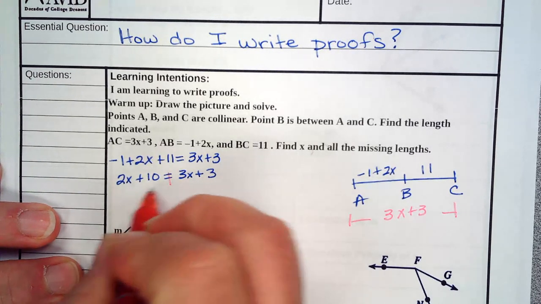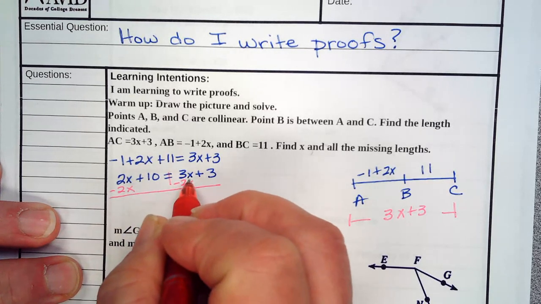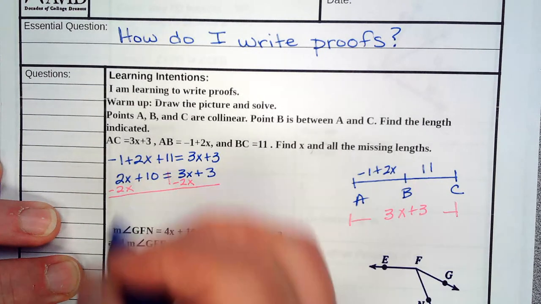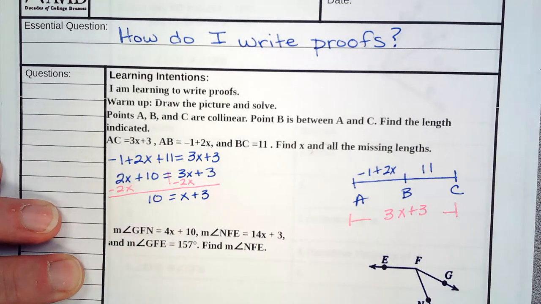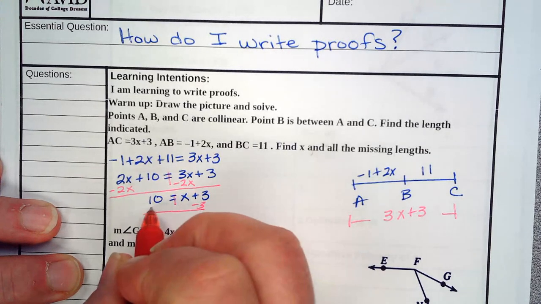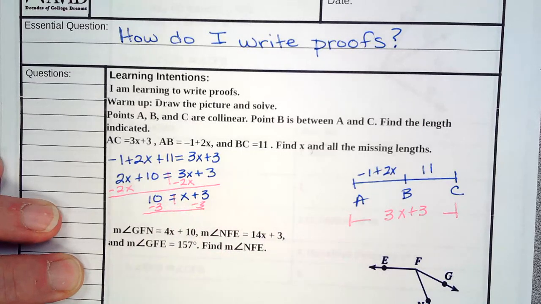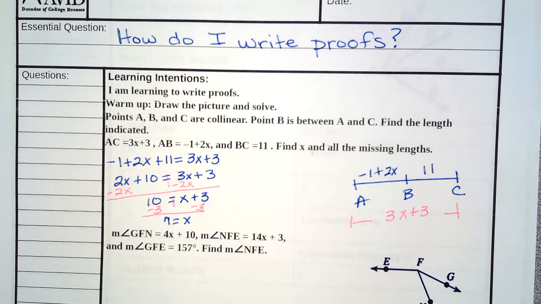Both sides have been simplified. Start by subtracting 2x from both sides. 10 is equal to x plus 3. Last step is to subtract 3 from both sides. And 7 is equal to x. Okay, we've got two more things to find. We need to find the length of AB and we need to find the length of AC as a number. We've got the expressions, but now we want it as a number.